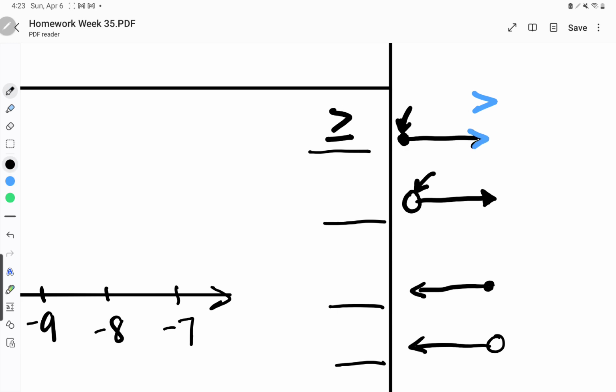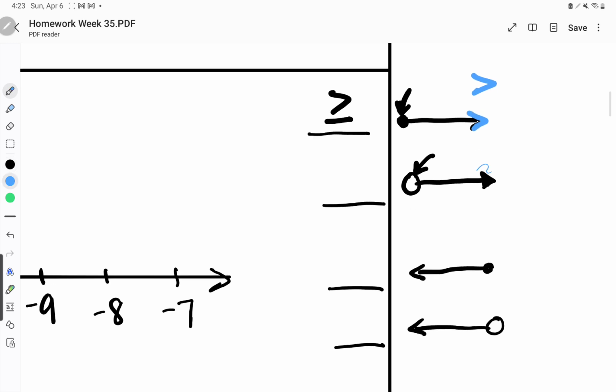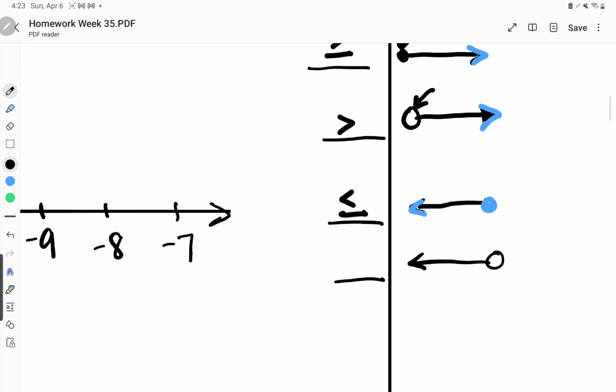This right here is open, so that means I do not have a line underneath it. And then this goes this direction. This right here is a closed dot, so it has a line, and then it points this direction. So it's going to go like that. And then this right here is an open dot, so there is no line, and it goes this direction. So it's going to look like this.